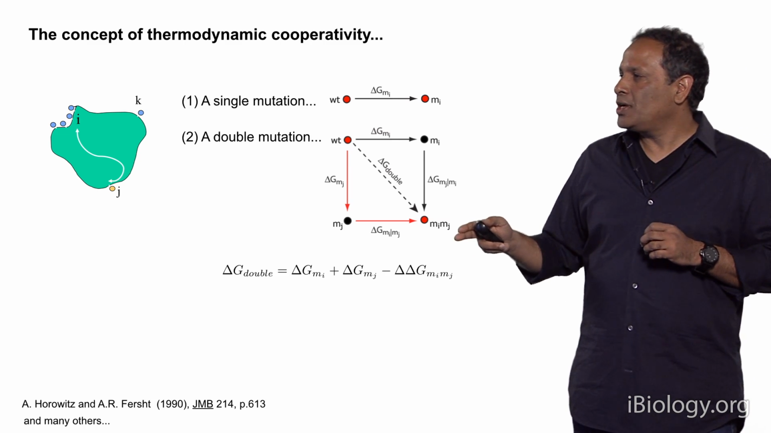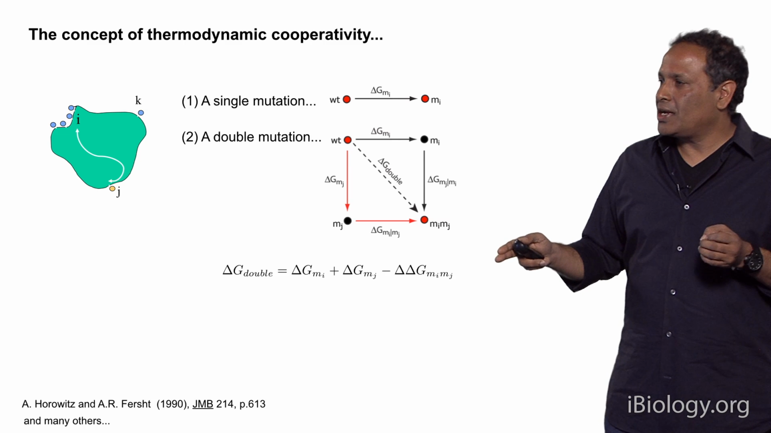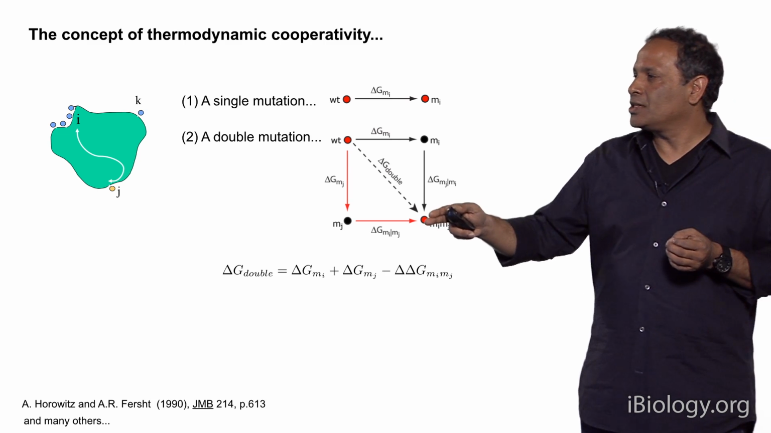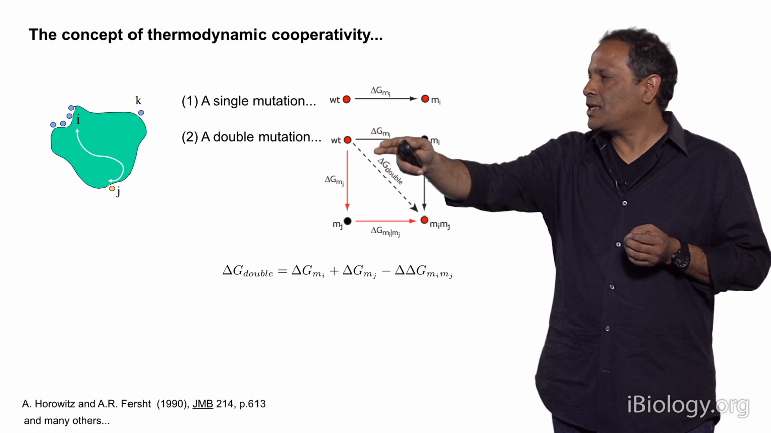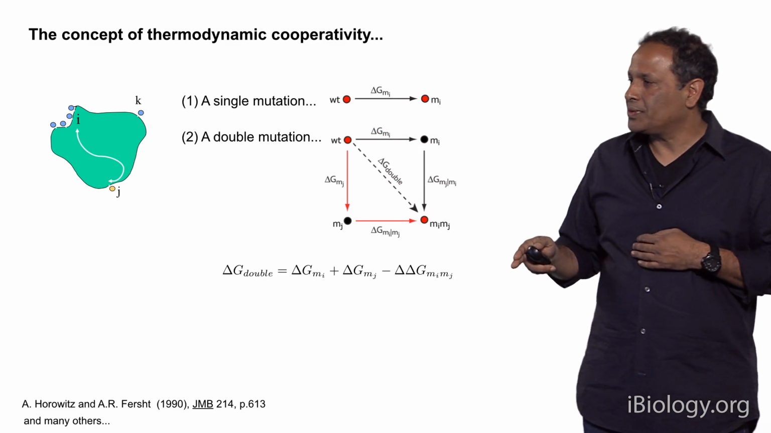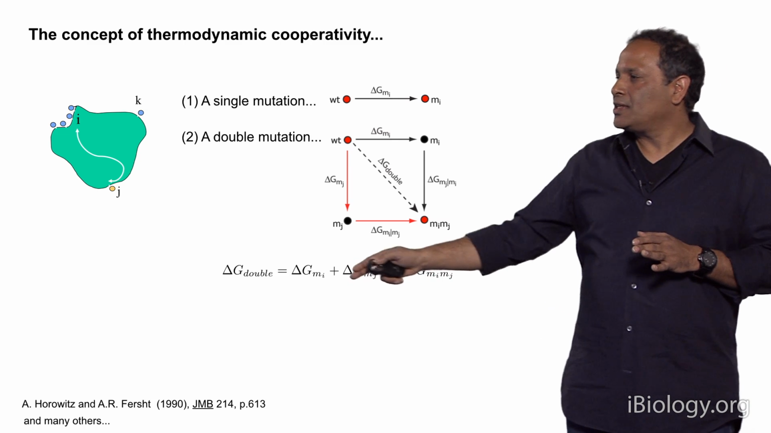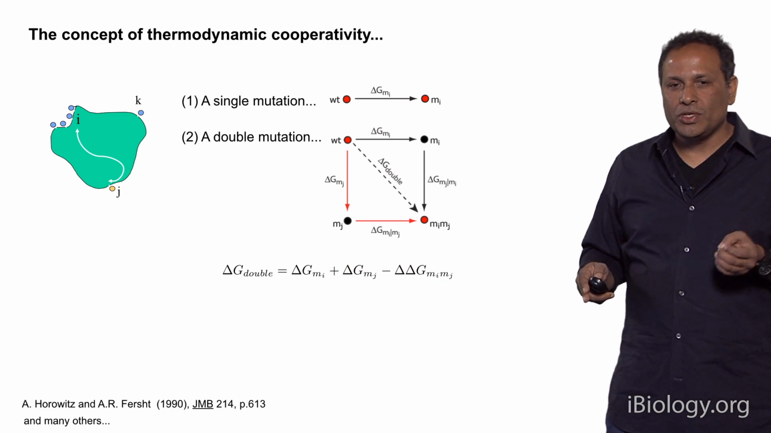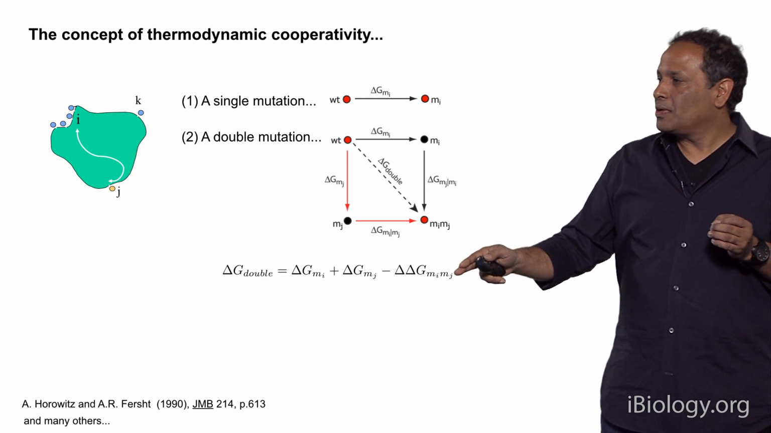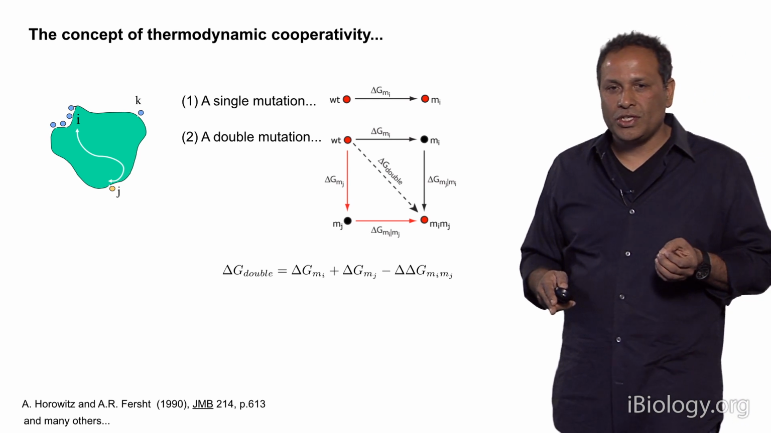And the idea is that we're trying to write an equation that describes most generally the energetic effect of the double mutation. That's the difference between this state and the diagonal state, which is the wild type. That's the effect of the double mutation. So it turns out that in general, the right way to think about it is that the effect of the double mutation is the summed effect of the 2 single mutations, but corrected by a factor called the coupling free energy between the 2 mutations, right?